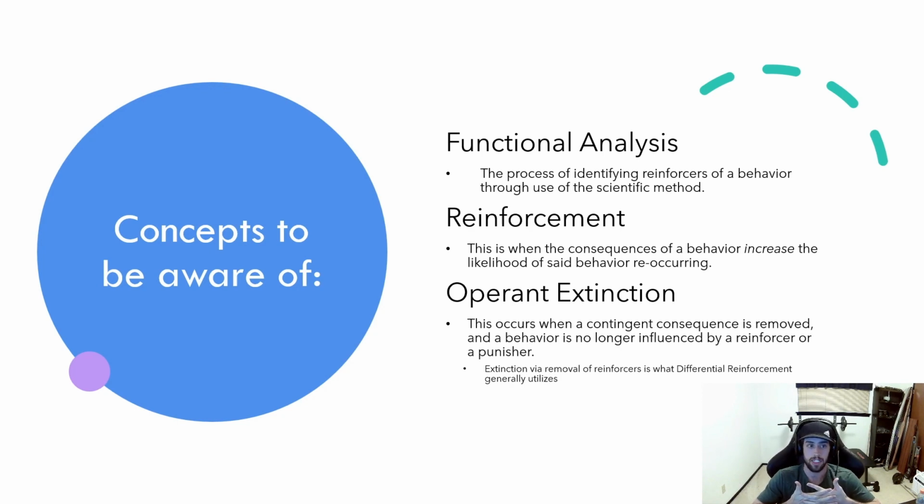Reinforcement, of course, since it's differential reinforcement, and that's whenever a consequence increases the likelihood of a behavior. And then, of course, operant extinction being the third term. That is whenever we are removing a consequence that is manipulating a behavior's occurrence, whether it's punishing or reinforcing.